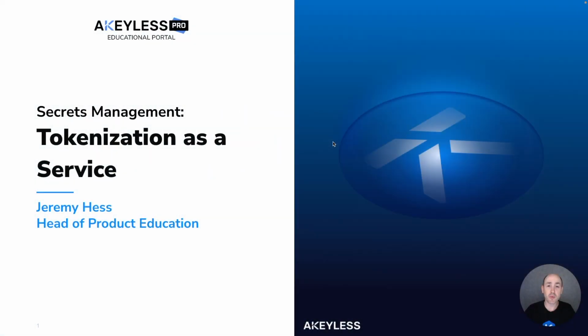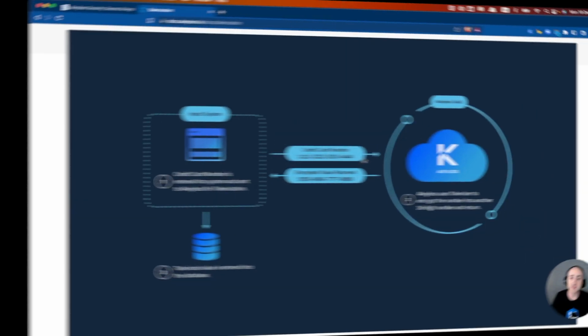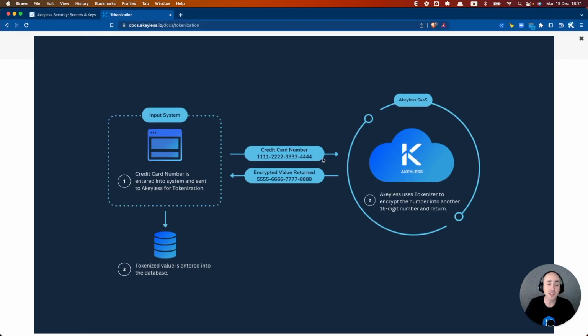Hi, my name is Jeremy Hess, and in this video, we're going to show you how to use the tokenization service in Akeyless in order to encrypt user data. Tokenization is the process of encrypting sensitive data, such as social security numbers, phone numbers, and credit card numbers in a way that preserves the data format and uniqueness, and allows for data encryption at a later time as well.